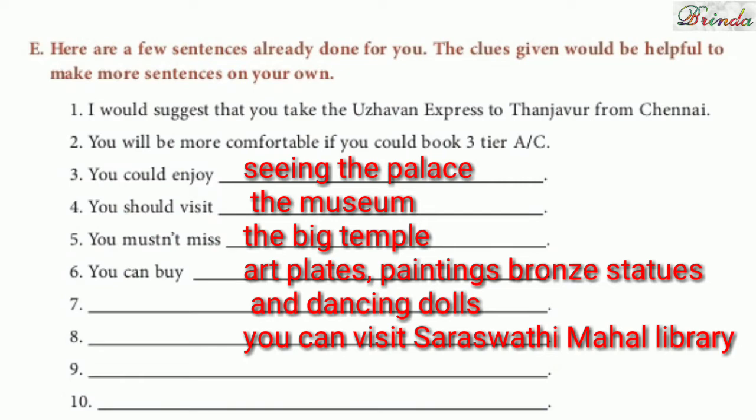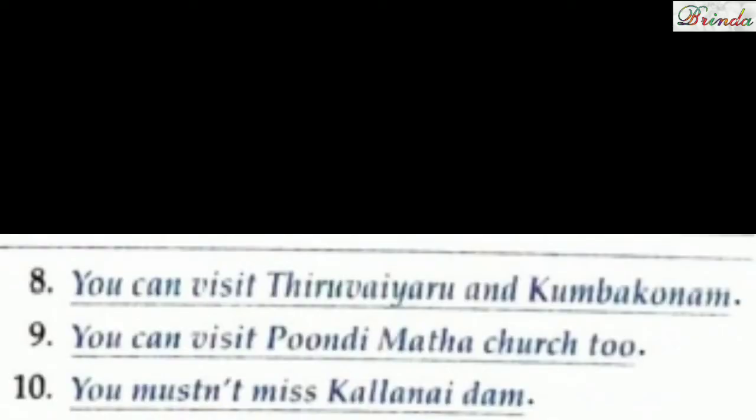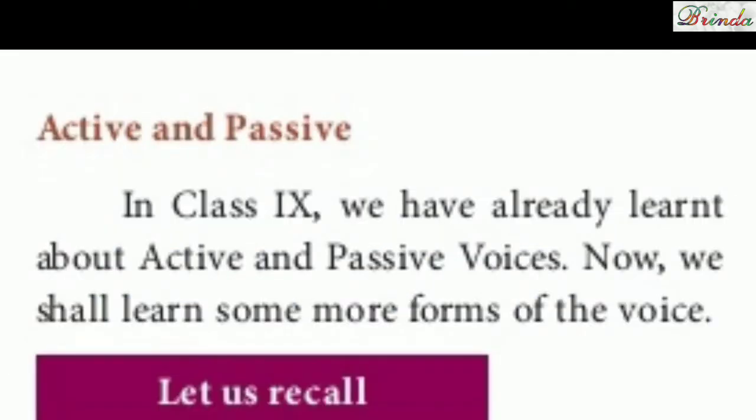Sixth one, you can buy art plates, paintings, bronze statues and dancing dolls. Seventh one, you can visit Saraswati Mahal library. Fine children? Next one, you can visit Thiruvayaru and Kumbakonam. Ninth one, you can visit Pundi Mada Church too. Tenth one, you mustn't miss Kallanai Dam. Okay, all right. Now moving on to grammar part, active and passive voice.